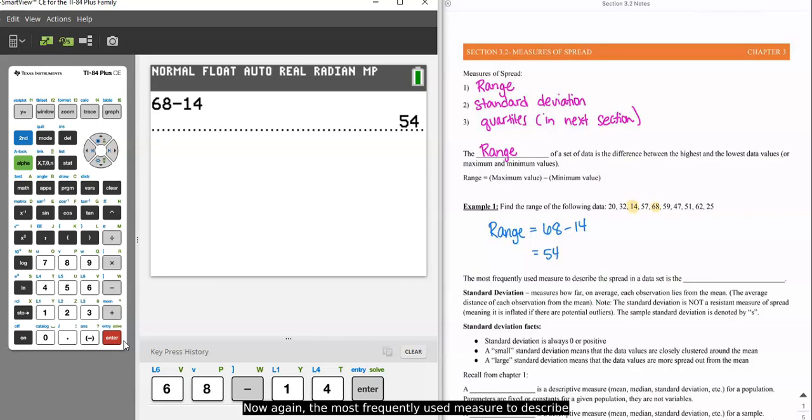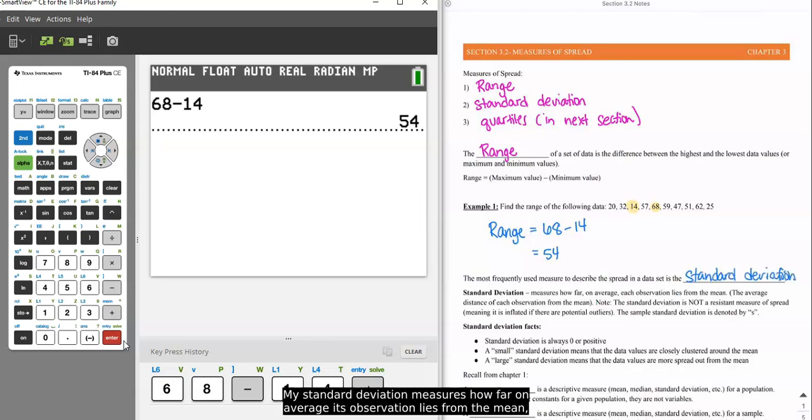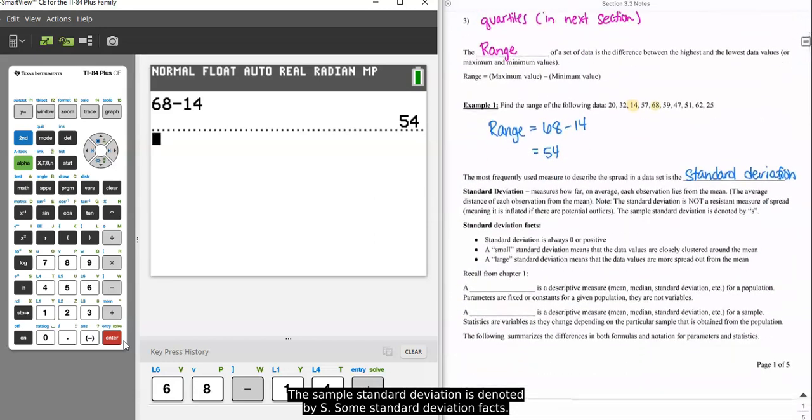Now again, the most frequently used measure to describe the spread in a data set is the standard deviation. It measures how far on average each observation lies from the mean. The average distance of each observation from the mean. So note, the standard deviation is not a resistant measure of spread, meaning it is inflated if there are potential outliers. The sample standard deviation is denoted by s. So some standard deviation facts. My standard deviation is always 0 or positive. A small standard deviation means that the data values are closely clustered around the mean, and a large standard deviation means that the data values are more spread out from the mean.